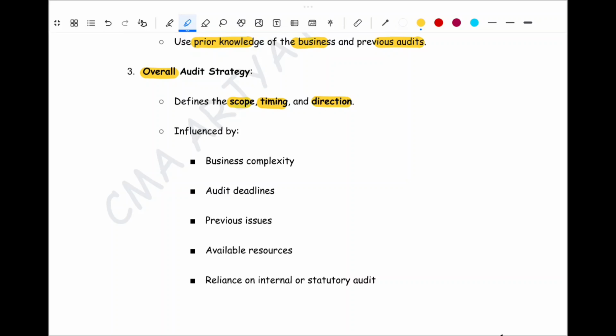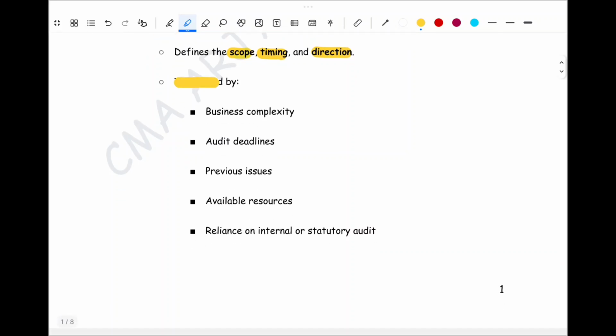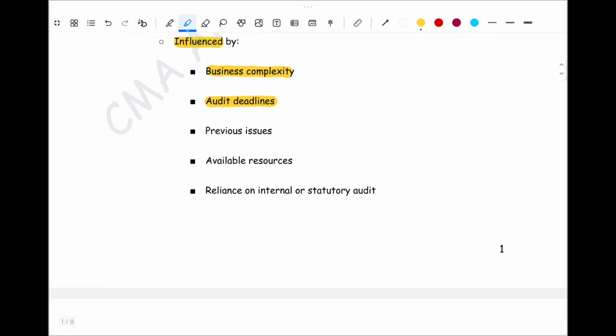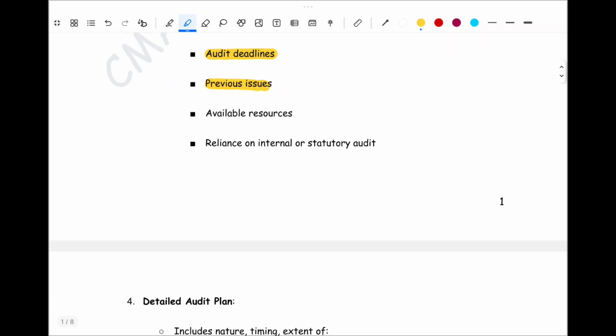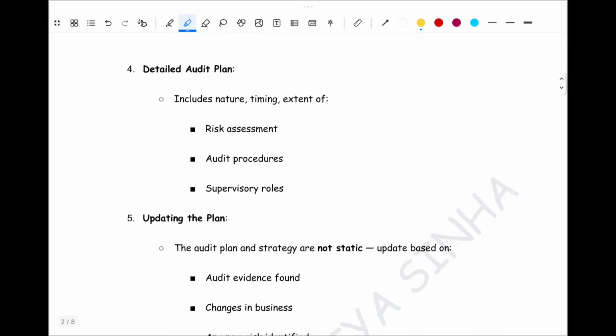That is important. Now, these are influenced by many factors like business complexity, audit deadlines, previous issues if they are available, resources, and reliance on internal or statutory audit. So these should be taken into consideration while planning the audit, right? Next is the detailed audit plan. The detailed audit plan includes the nature, timing, and extent of risk assessment, audit procedures, and supervisory roles. So these are important, right?